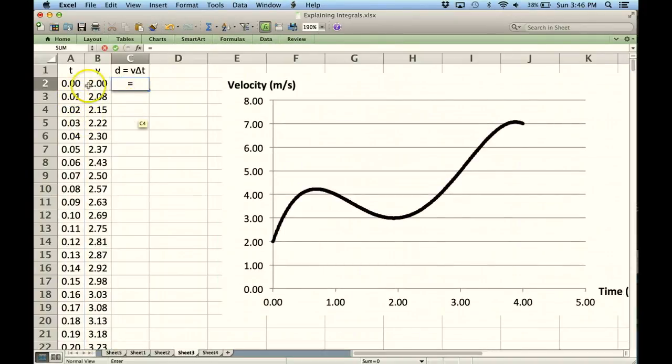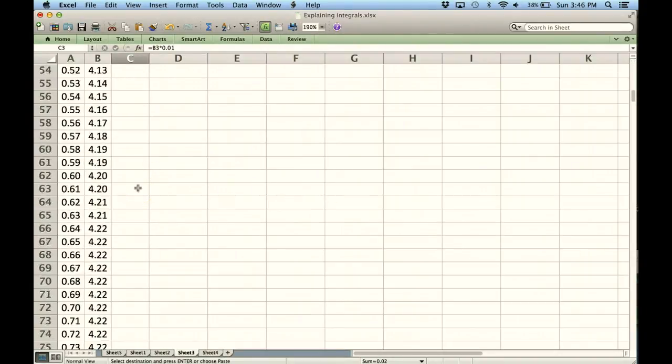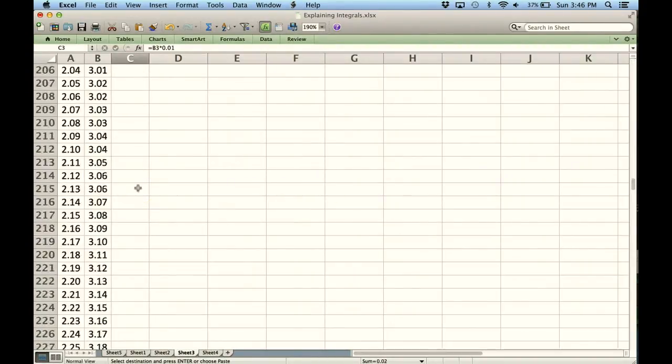I'm going to take this velocity and assume it's constant over the first 0.01 seconds. I multiply that velocity by that increment of time, that delta t, and that gives me my distance. Then I assume we have this constant velocity, 2.08, over the next 0.01 seconds to get the second distance during the second interval. And I calculate the distance for every single interval. Wow, that's a lot.